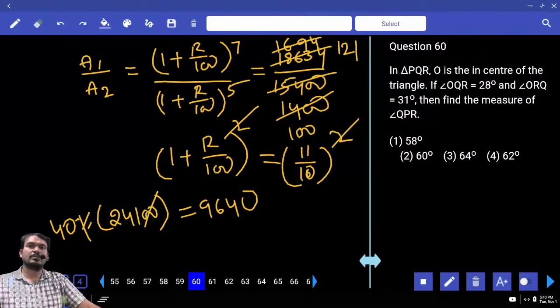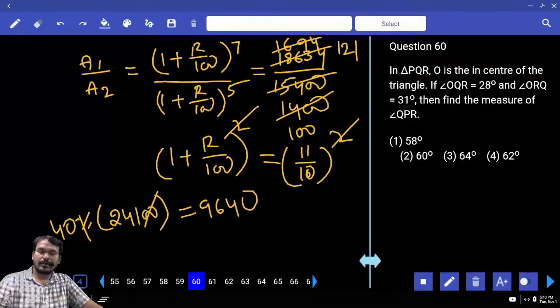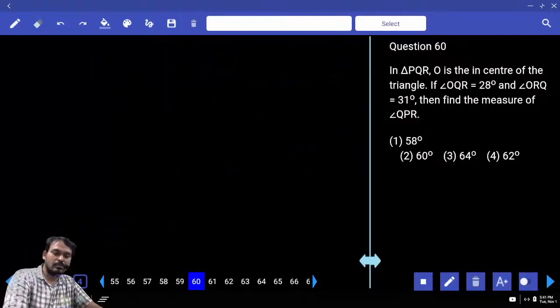Next question, number 60. In triangle PQR, O is the center of the triangle. Angle OQR is equal to 28 degrees and angle ORQ is 31 degrees. Then find the measure of the angle QPR. Okay. First of all, triangle PQR.